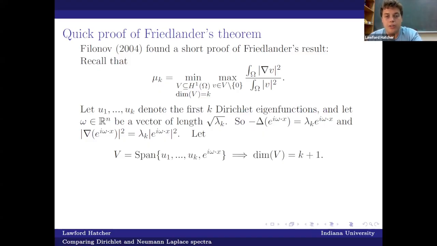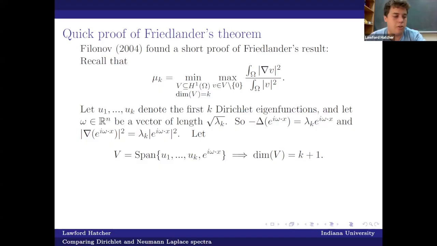Like I said, we're going to build a space of test functions to be the span of all of these functions put together: the first k Dirichlet eigenfunctions plus this thing that is often called a plane wave. It's not too hard to check that the dimension of this space is k plus 1 using the Dirichlet boundary condition. The first k functions vanish on the boundary, and e^(iω·x) has modulus 1 everywhere, so they're linearly independent, and so the dimension has to be k plus 1.